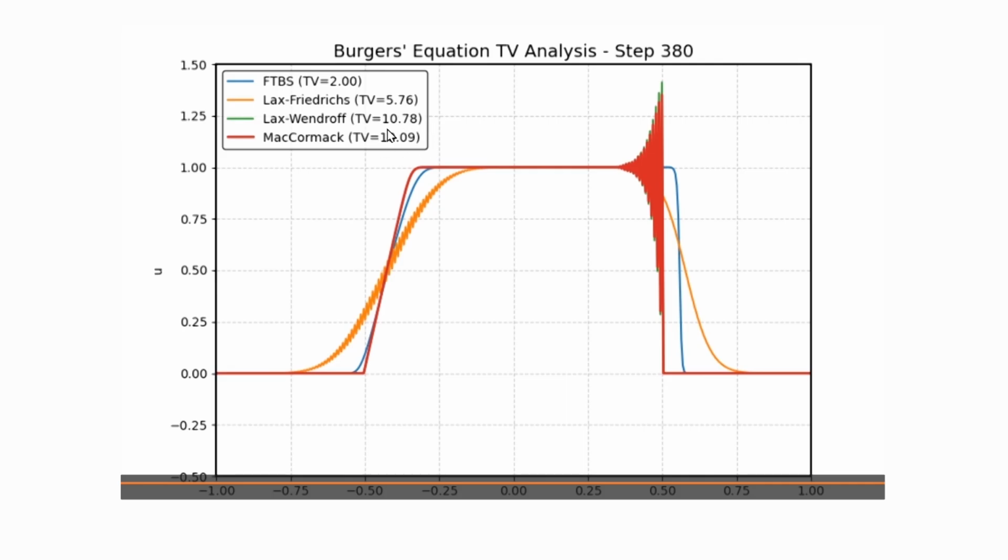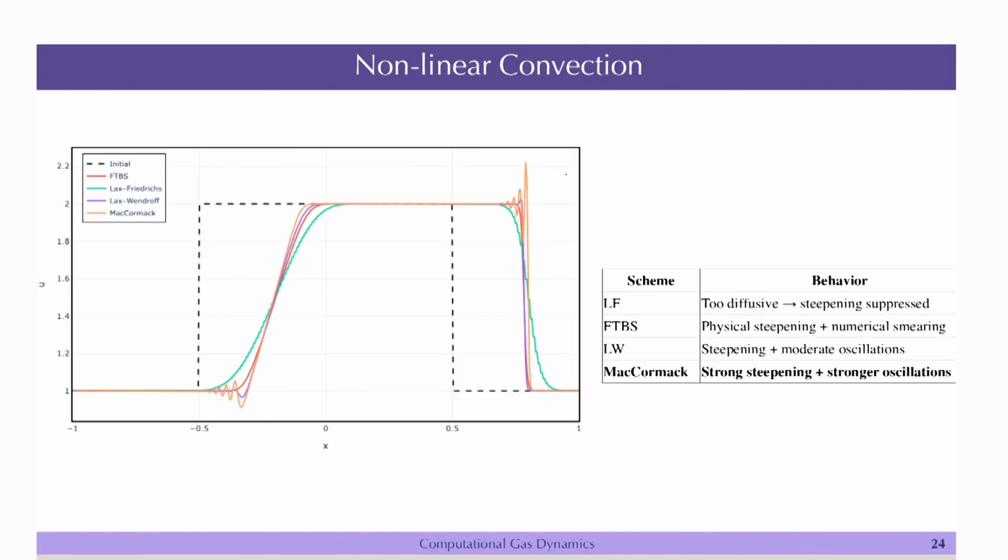It has gone to a value of 10, which is not a good thing for a numerical scheme. MacCormack had a lot of variations here, a lot of wiggles, more than Lax-Wendroff, if you see, for the nonlinear convection.